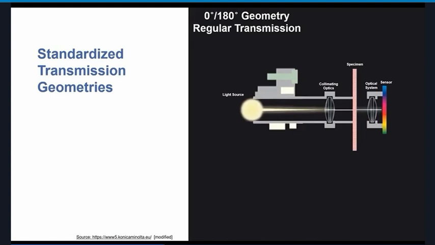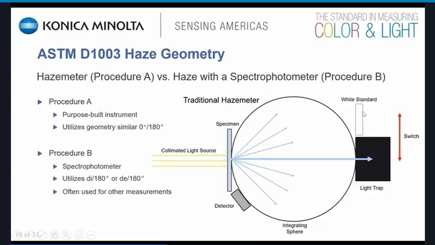And then our 0/180 geometry is our regular transmission. This is done by having your light source and some collimating optics, so that all of the light is collimated before it transmits through the specimen. And then you have your detection optics positioned 180 degrees from the incident light source.